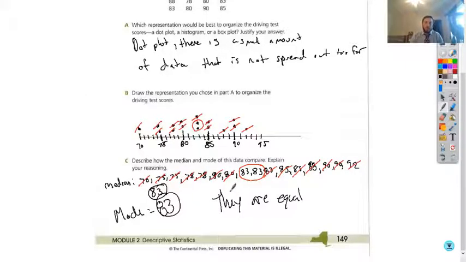So the median and mode for this data were equal. All right, so that's the end of question 1. So we can flip over to question 2. Let's zoom. All right, so let's go over to the next question.